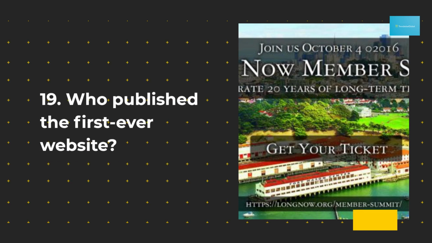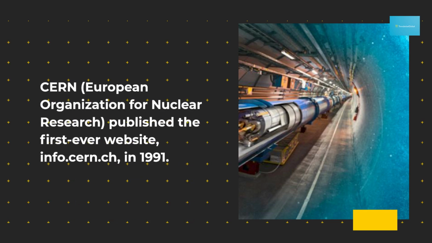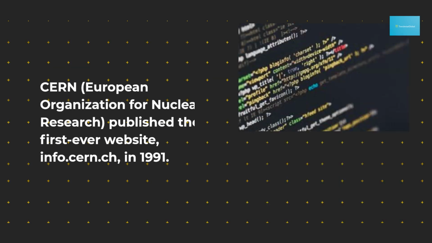19. Who published the first ever website? CERN, the European Organization for Nuclear Research, published the first ever website, info.cern.ch, in 1991.